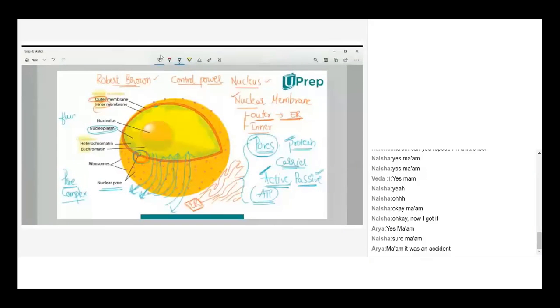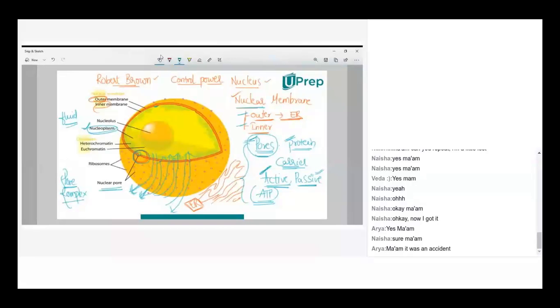Now after the pore complex, we will have the nucleoplasm. Nucleoplasm is the fluid. The fluid we find in mitochondria is called matrix. Likewise, the fluid inside the nucleus is called nucleoplasm. So now when you take the structure, we have the nuclear membrane, outer membrane, inner membrane, then nuclear pores forming a complex for the transport of materials in and out of the nucleus. Then a fluid filling the nucleus called nucleoplasm.